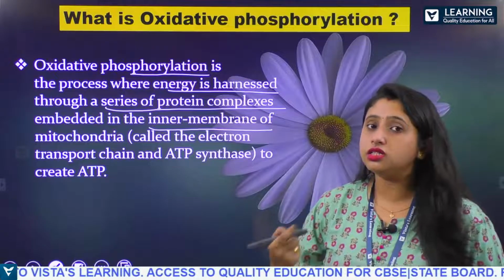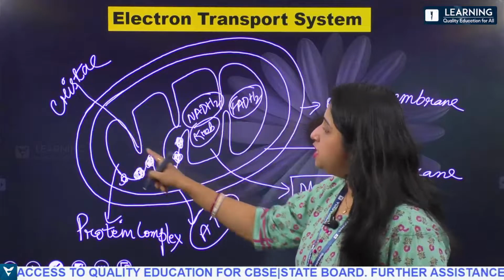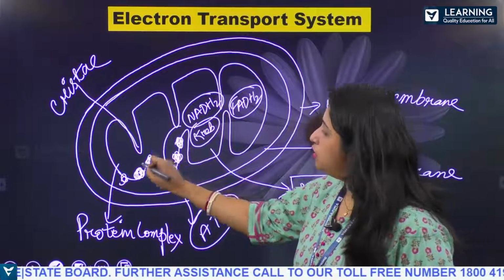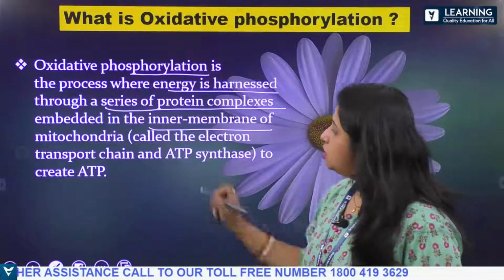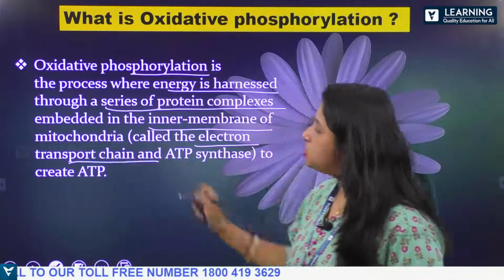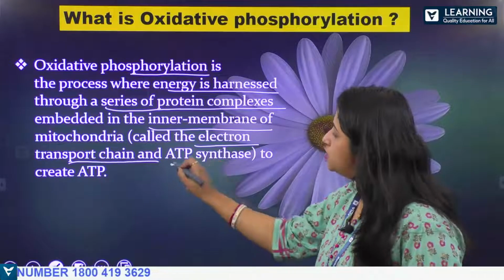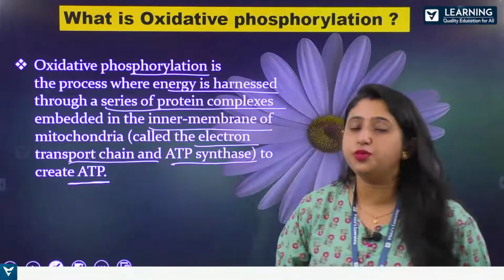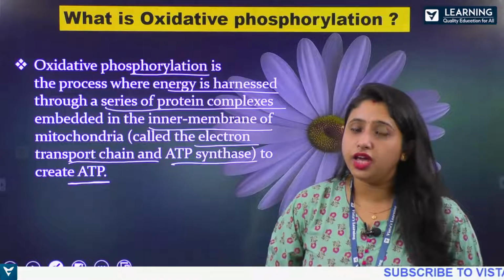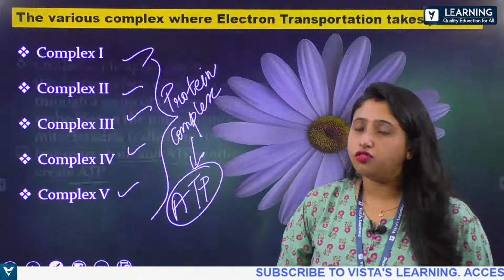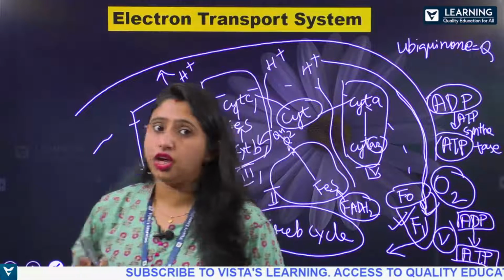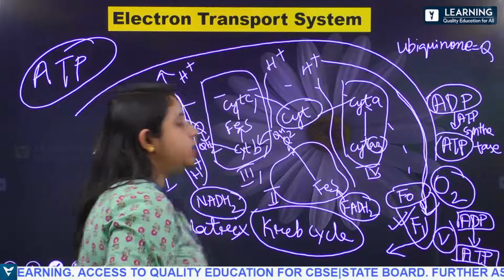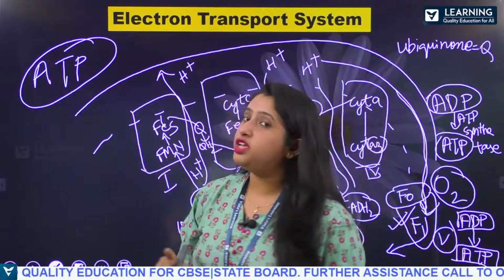So where does all this take place? It is taking place in the inner membrane, that is the cristae, right? It is taking place in the inner membrane of the mitochondria. Clear? So this chain is called the electron transport chain and ATP synthesis. Finally, what we need to create through the electron transport chain is ATP. Through this electron transport chain, ATP is being synthesized.